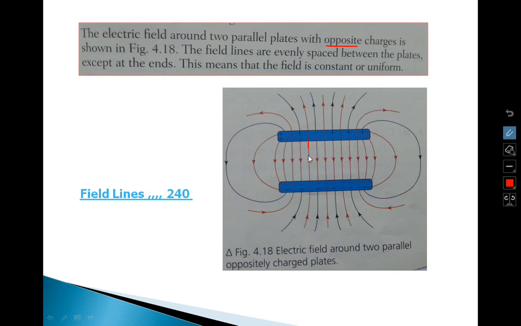So the lines here will be straight lines because the charge here is very strong. I think we discussed this one in the last topic. At the ends here, the lines will take a curve. The field goes from positive to minus, positive to minus, moving this way. See here.